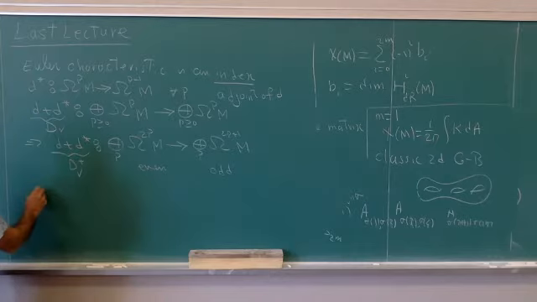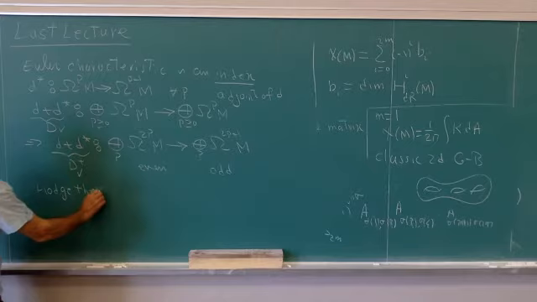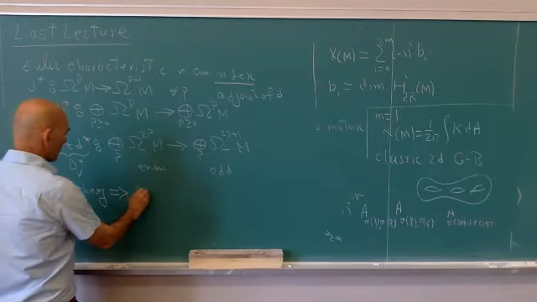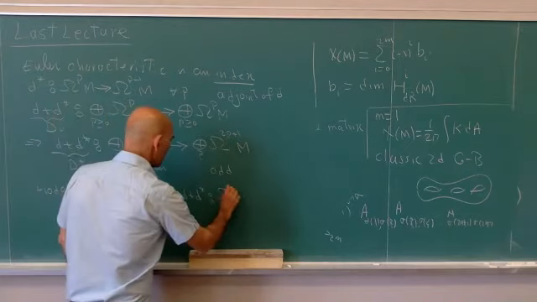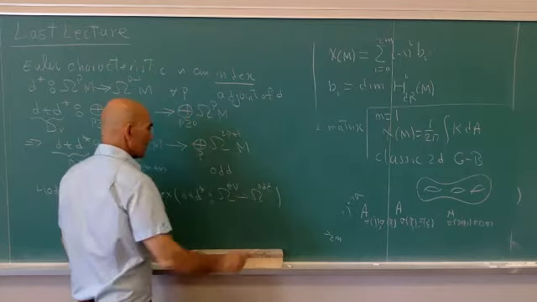So we used Hodge theory. It shows immediately that the index of this d plus d star, let's call this Omega even, Omega odd, is equal to the Euler characteristic of M.